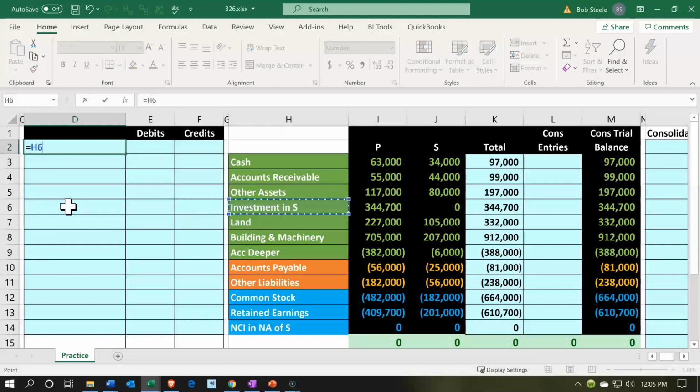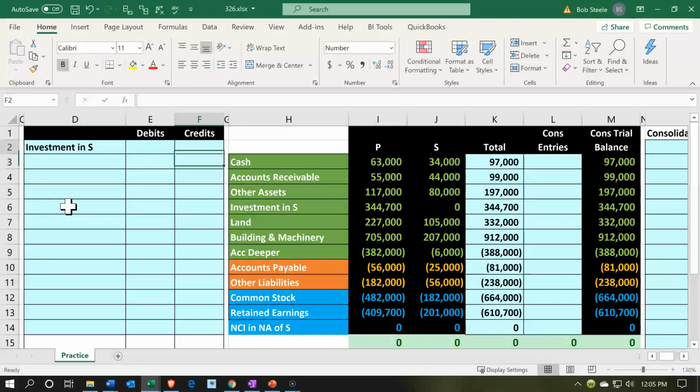So we're going to have the investment in S. Investment in S, that's going to have to go off the books. That needs to go away, so we're going to credit that. We know that has to happen. We can't have a consolidation with an investment in ourselves. The other side of that is going to be in the equity section of S.